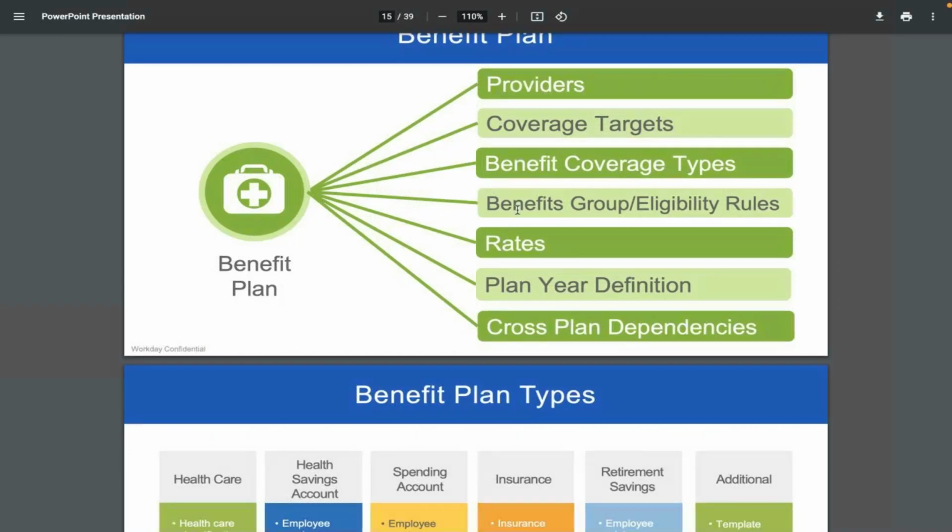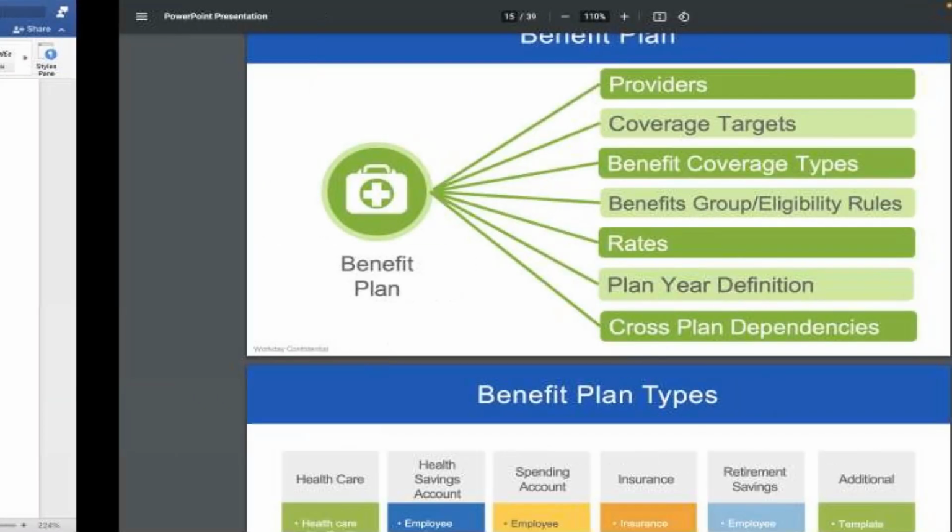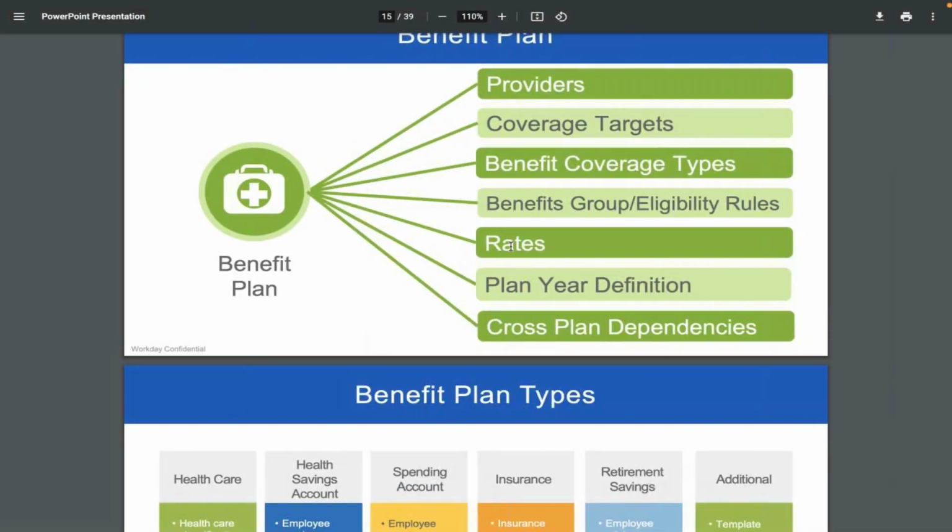And then after that, rates. What is the rate? How much does the employer have to contribute? Just now we discussed these amounts, right? These are the targets. This is the rate: $45, $35, $25, $60. The rates also need to be configured. They are also required before you configure the benefit plan.